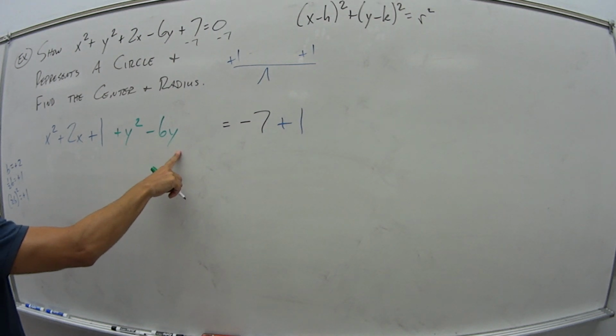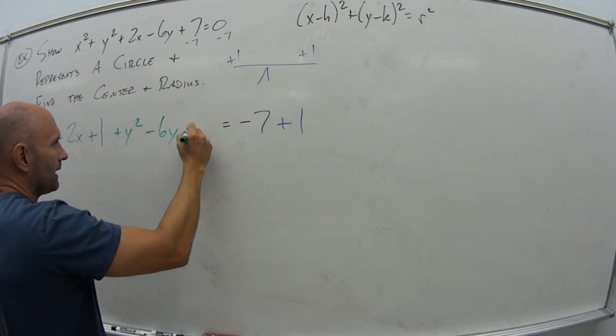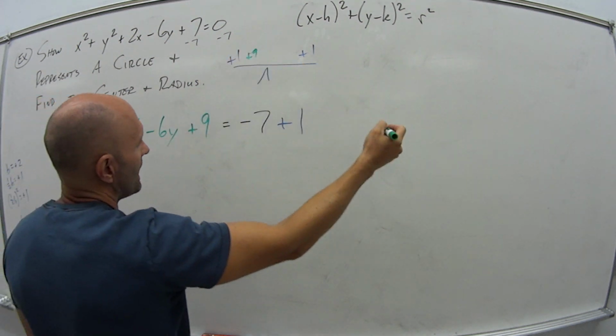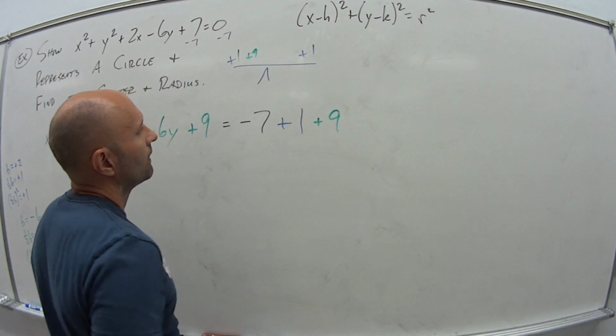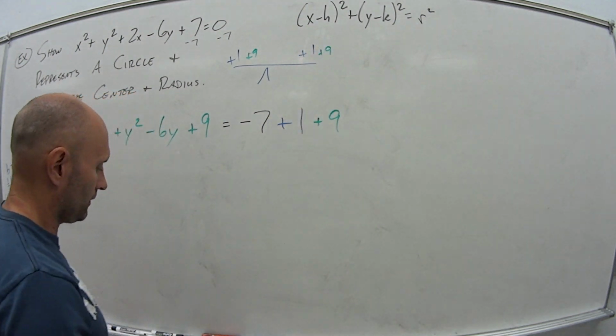Now let's do the y pieces. So my b is what? B is negative 6. So 1/2 of b is negative 3. So 1/2 of b, that value squared, negative 3 squared is positive 9. So I'm going to add 9 over here, which means I need to add 9 on the right. Keep everything in balance.